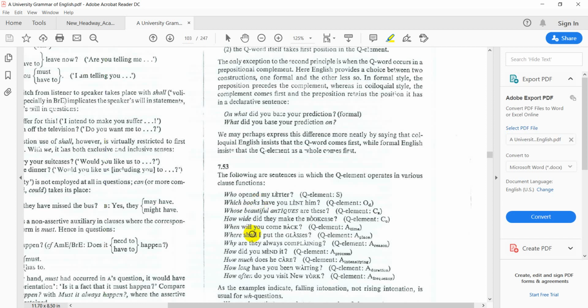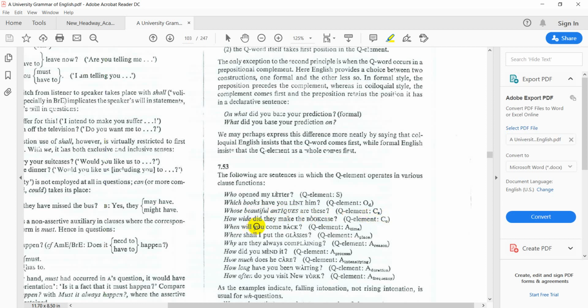Which books have you lent him? For example, the sentence is, I have lent him English books. I is the subject, have lent is the verb, him is the indirect object, so the English books will be the direct object. So here I'm asking about the direct object. Whose beautiful antiques are these? Of course, whose beautiful antiques, this is the subject complement. So I'm asking about the subject complement.